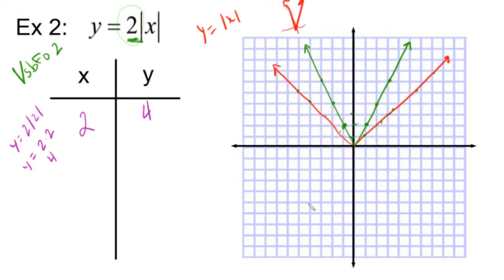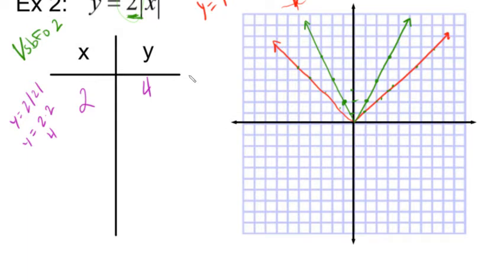All right, and you'd find this if you just keep plugging in values. Plug in 0, and you will also get 0, because the absolute value of 0 is 0, and then times that by 2, it's still 0. Okay, hopefully we get this.